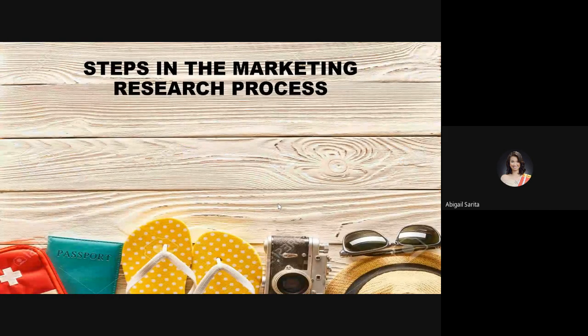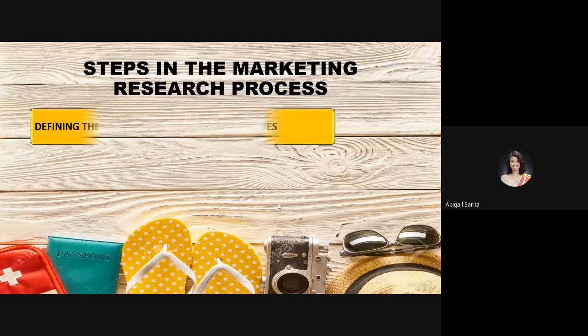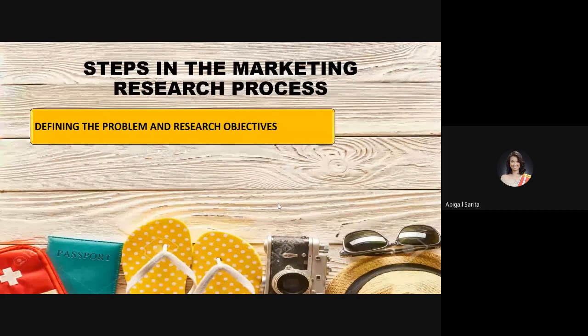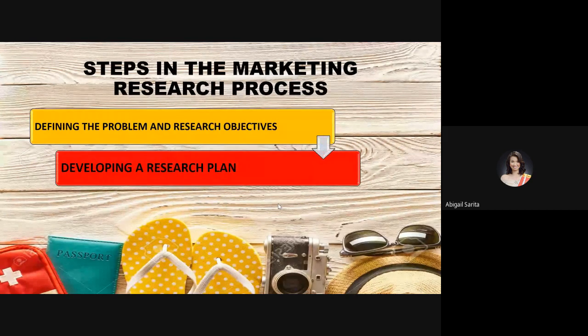Now, meron tayong steps in marketing research process. So while you are doing your research study or your feasibility study, in order for you to acquire your customers' information, so ano yung mga steps na dapat mong sundin or processes? Una, you have to define the problem and the research objectives. So next is developing a research plan. After you define a problem and research objectives, you will develop a research plan.